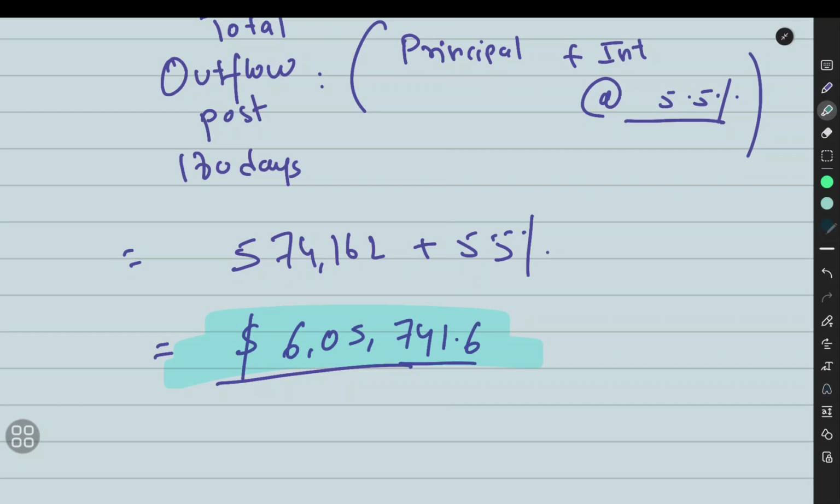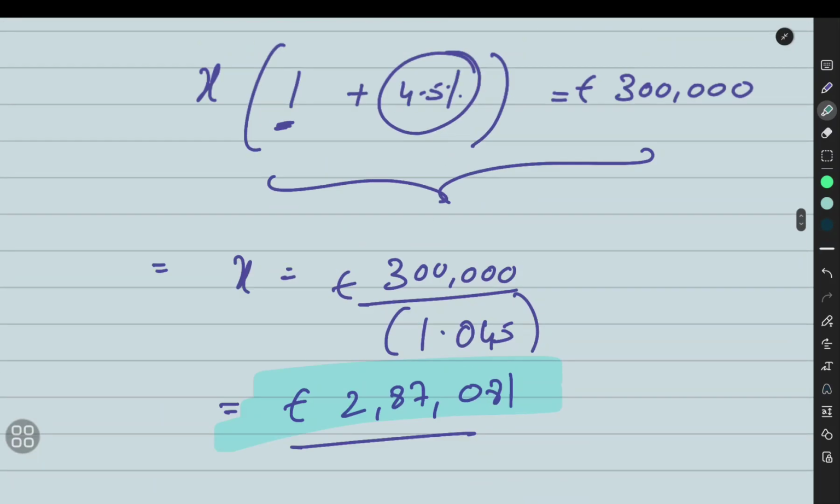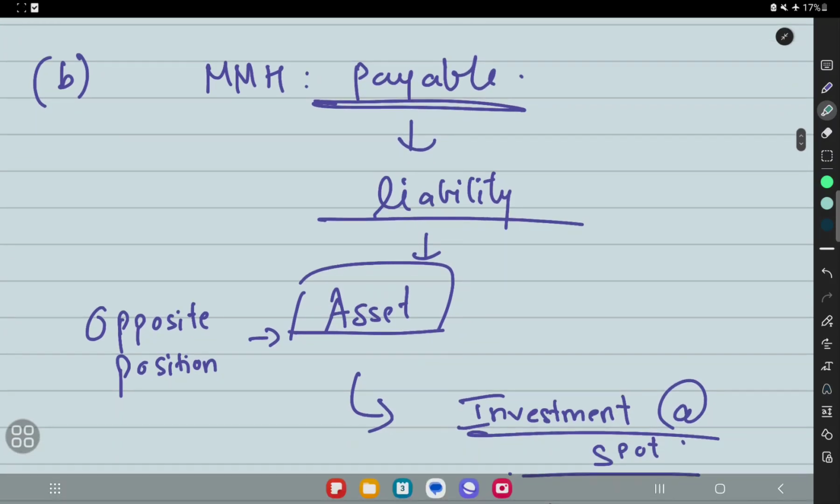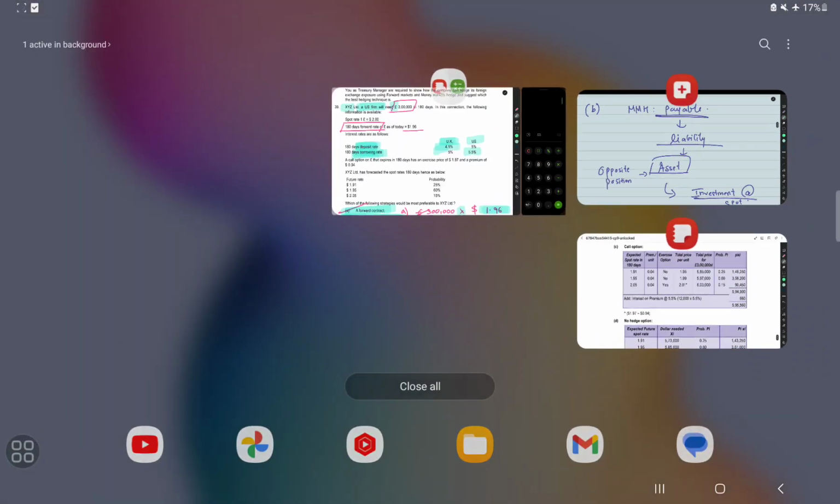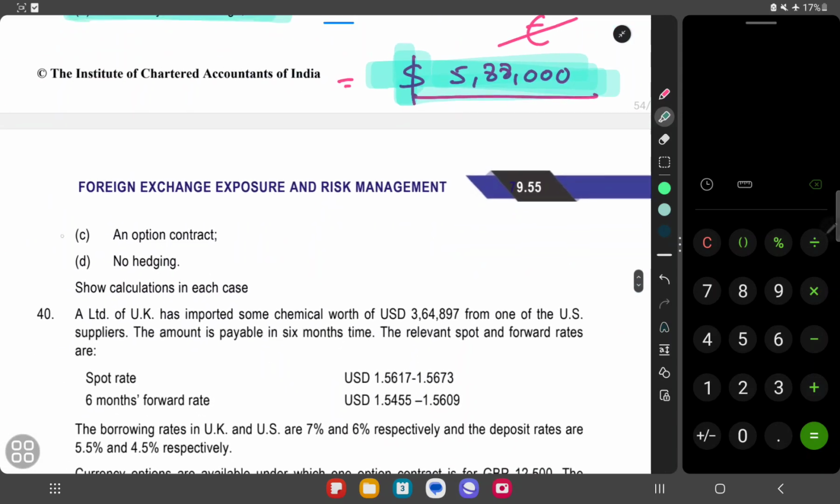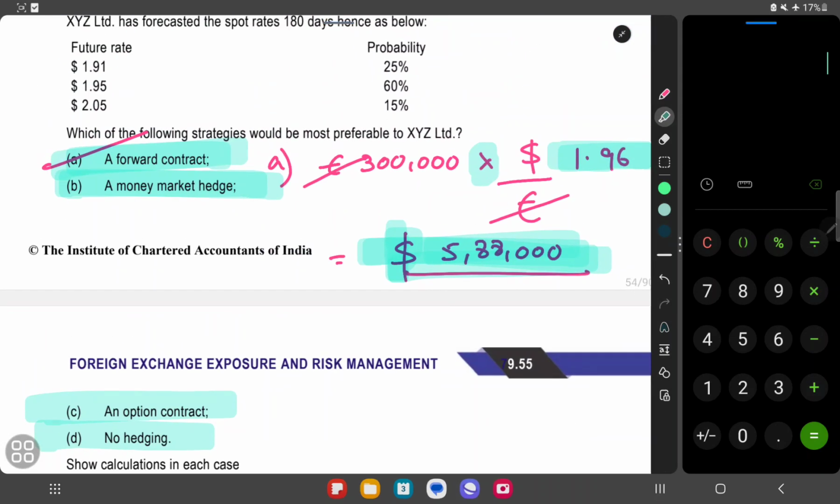So if I opt for money market hedge, my outflow will be 605,000. And if I opt for forward hedge, my outflow would have been, as we did in the question, I think 588,000. So up till now, if we compare both the options, it is the forward contract because my outflow is lesser. But we still have 2 more options, which are options contract and no hedging. So let's do the options contract.